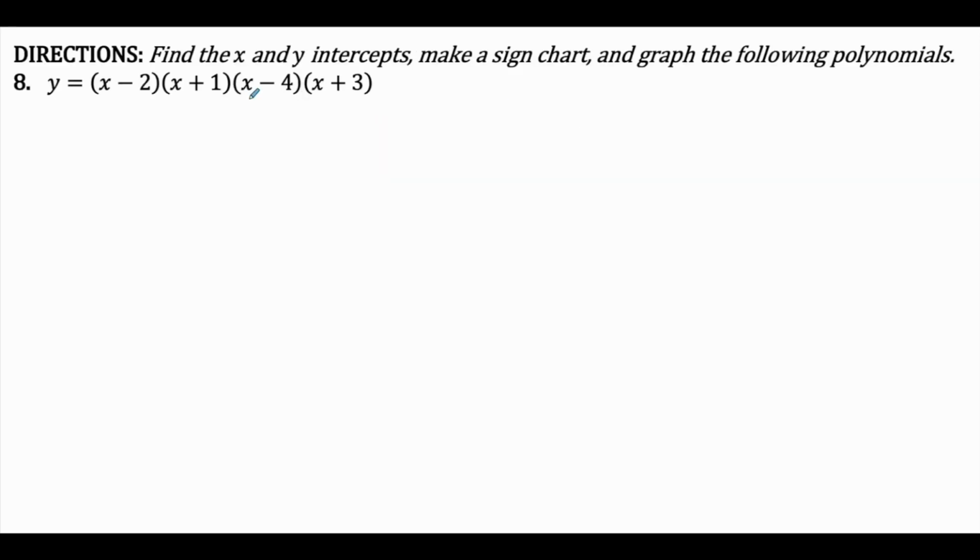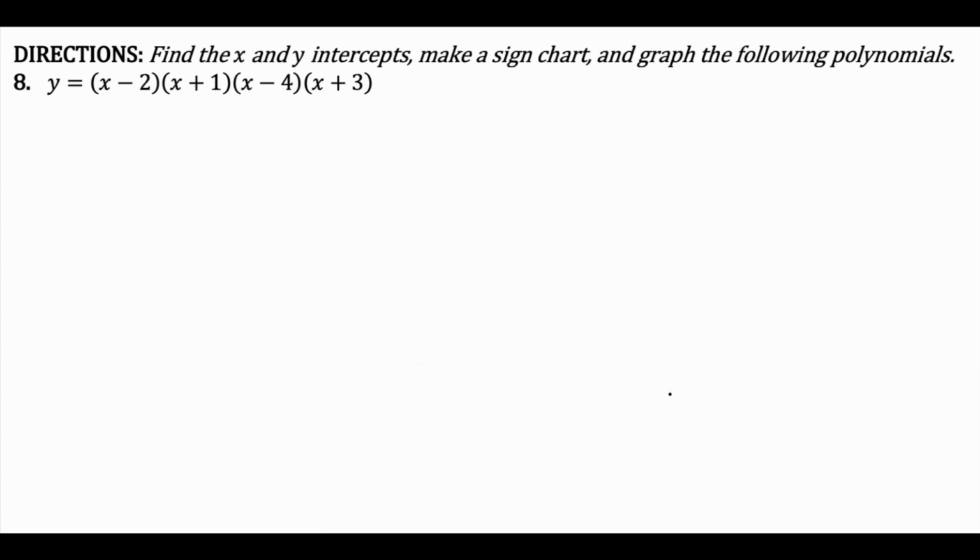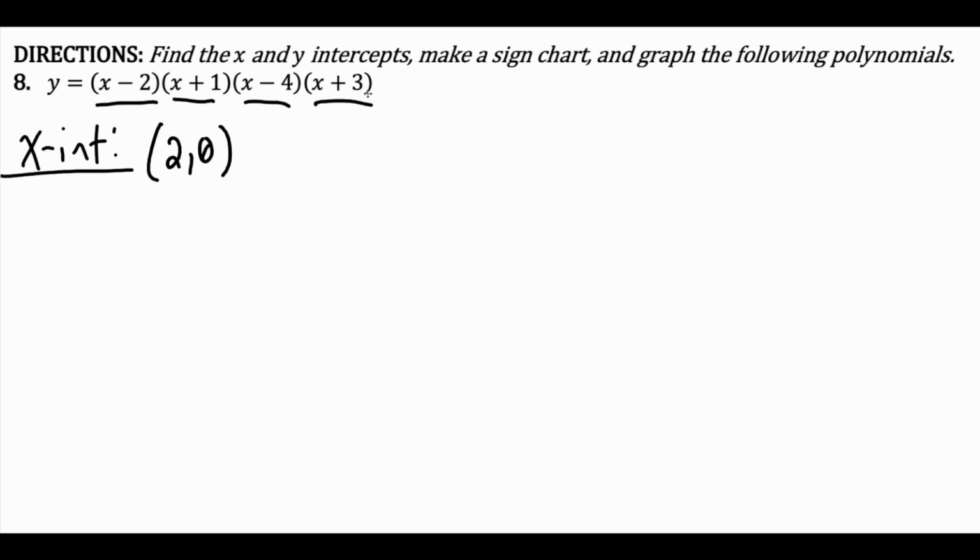All right. Next up, the last two problems are finding our x and y intercepts, making a sign chart, and then graphing everything. So we're going to start this off by finding our x-intercepts. This one is already factored for us, so we don't need to do our initial part of factoring like we have to do with number 9. So the x-intercepts here are (2, 0). We want to find out what makes each of these 0. So this is (2, 0), this one is (-1, 0), this one is (4, 0), and the last one is (-3, 0).